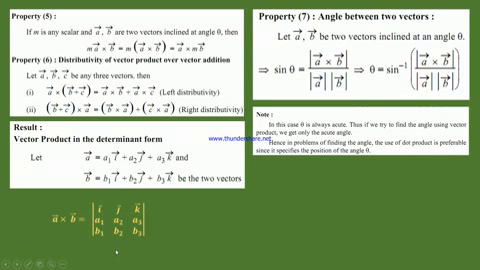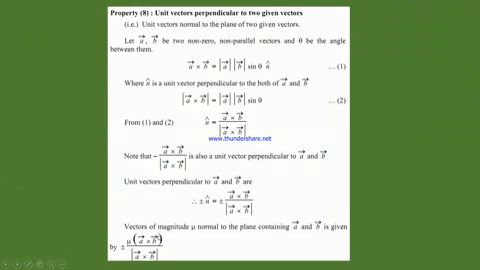We just take the first row as the unit vectors and the rest of the two rows as the coefficients of the components. That is A1, A2, A3, B1, B2, B3. This A1, A2, A3 is the first vector and B1, B2, B3 is the second vector. That is A vector cross B vector. If you want B vector cross A vector, it is B1, B2, B3, then A1, A2, A3. Be careful with that.